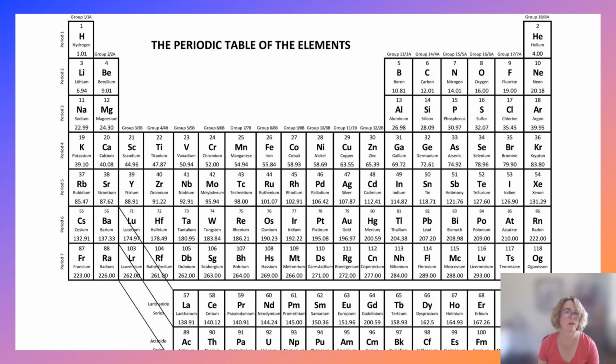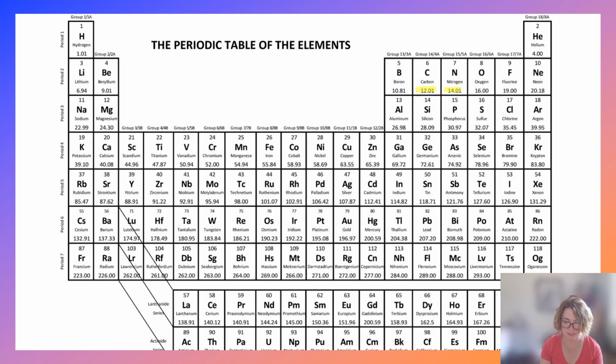So on the periodic table, the weight is going to be given to you underneath the symbol. So carbon's 12.001, nitrogen's 14.01. And in the previous slide, I said that the most abundant isotope is going to be very closely matched to the number on the periodic table.